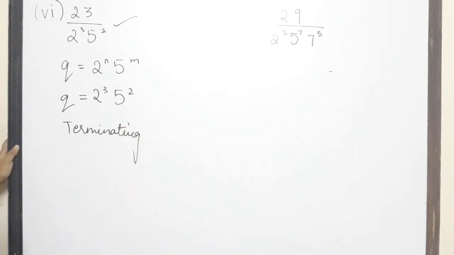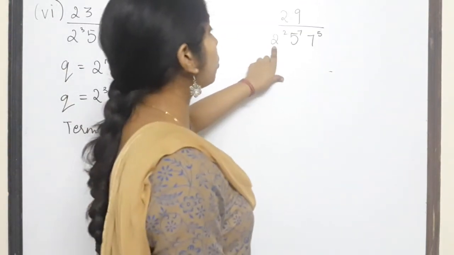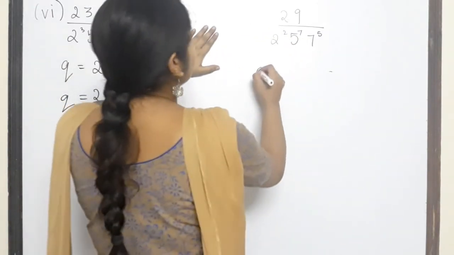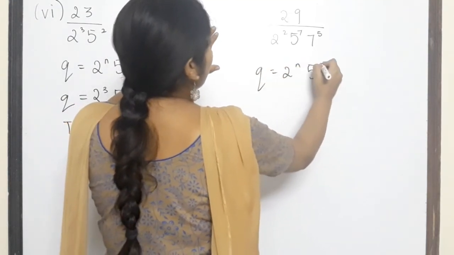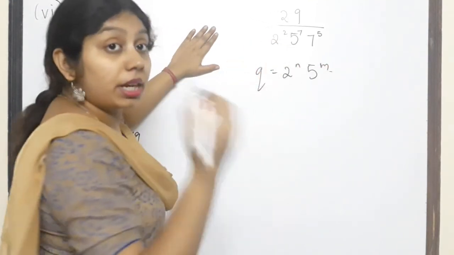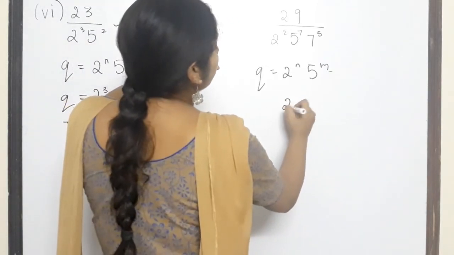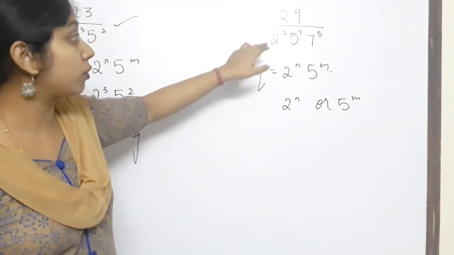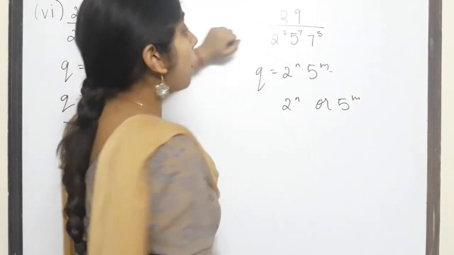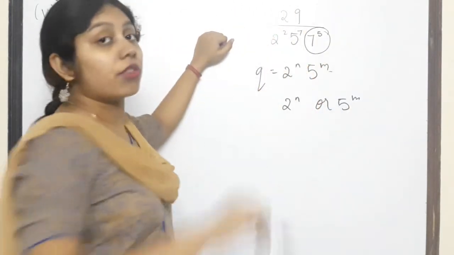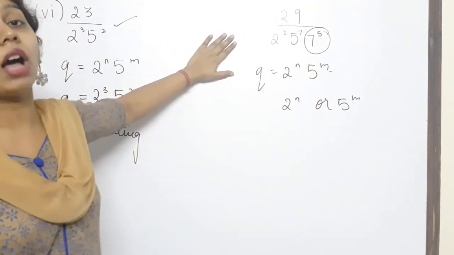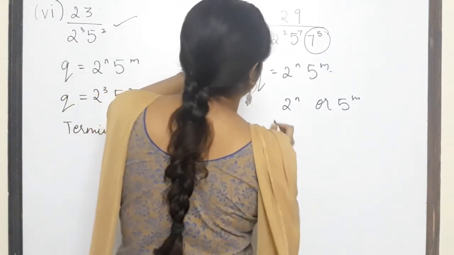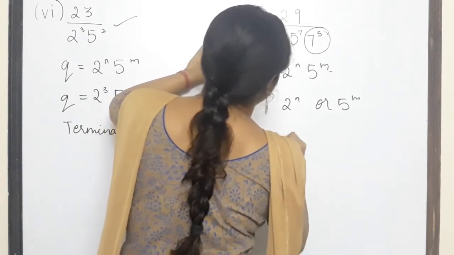Okay. Next we move on to the number 129 upon 2 to the power 2, 5 to the power 7, 7 to the power 5. We know the criteria. Either q should be 2 to the power n, 5 to the power n for the terminating one, or it should be only 2 to the power n or 5 to the power n. But over here this is in the form of 2 to the power 2, 5 to the power 7, but it is also having 7 to the power 5. So over here this will have a non-terminating decimal expansion.